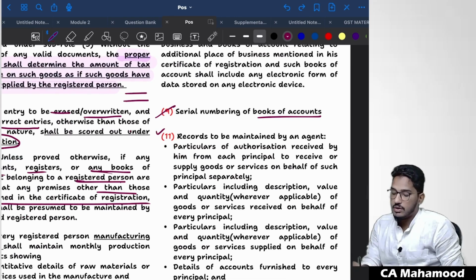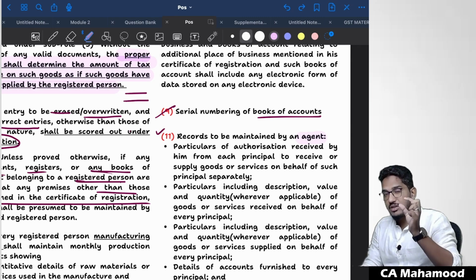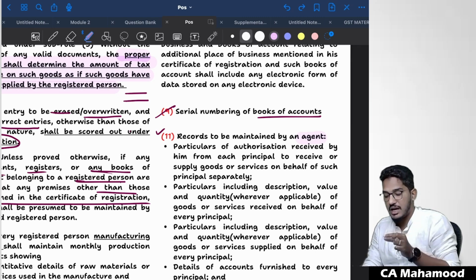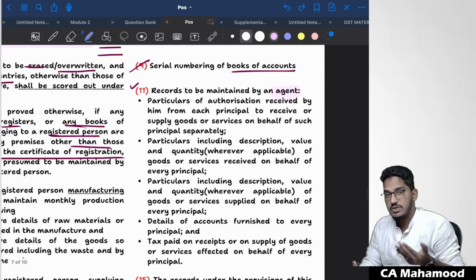Now sub rule number 11 talks about, in case you are acting as an agent, supplying goods or receiving the goods on behalf of your principal, what exact records you have to maintain in the case of an agent. That is covered under sub rule number 11 of rule number 56. So the list of records which are required to be maintained by an agent.